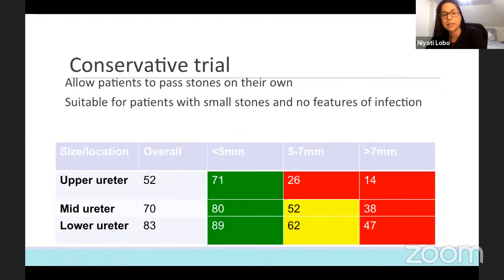Now, it's really important that if you're going to send your patient home with a conservative trial, you need to safety net them if you're seeing them in A&E. So you tell them, look, if you get a temperature, if you get signs of infection, so feeling shaky, shivery, hot, cold, or if your pain is not responding to painkillers, then you need to come back to A&E straight away. And that's an indication to be admitted by the urologists.